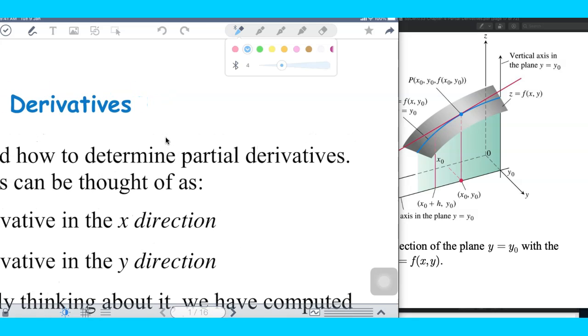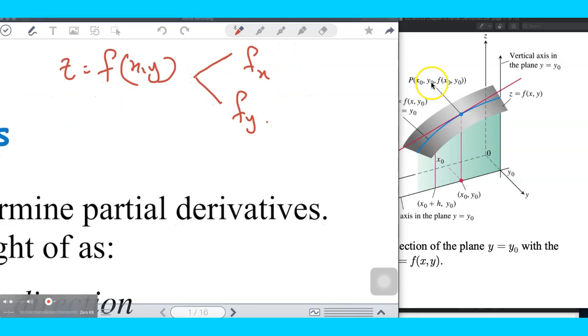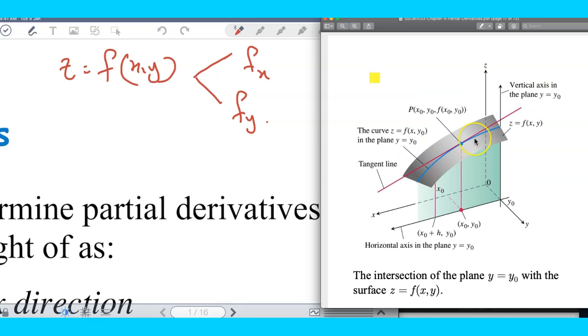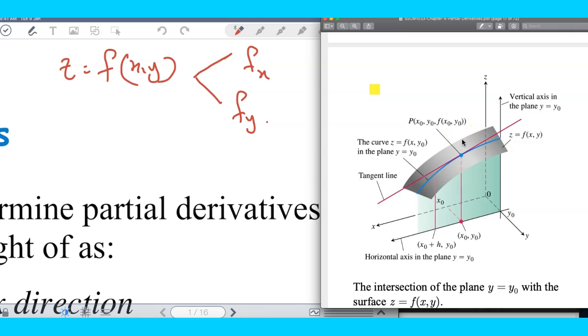You have learned in Math Methods 2 that if you are given a function of two variables, you can evaluate fx and fy. So what are fx and fy? From our previous lesson, this note I'm taking from Chapter 4, partial derivatives in Math Methods 2. Because I taught you, of course I already mentioned previously last semester, the graphical representation of the partial derivative f with respect to x.